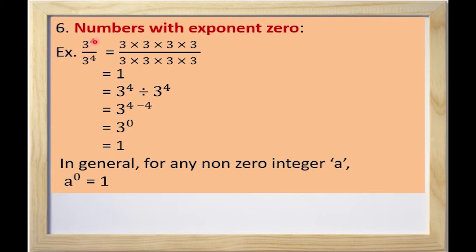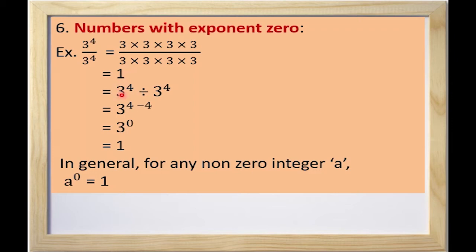3 raised to the power of 4 by 3 raised to the power of 4. Here we can write 3 raised to the power of 4 as 3 multiplied by itself 4 times, by 3 multiplied by itself 4 times. And we know, children, whenever we divide any number by itself, we get 1. Okay, so we are getting 1.